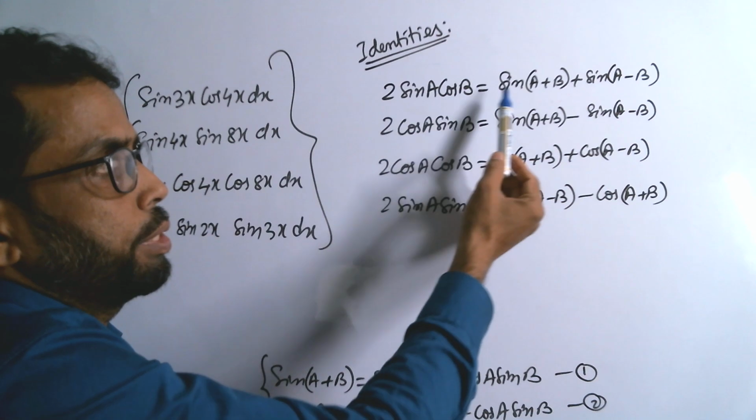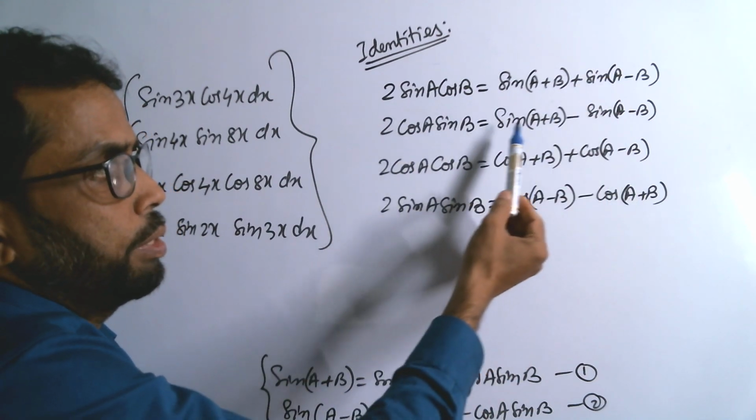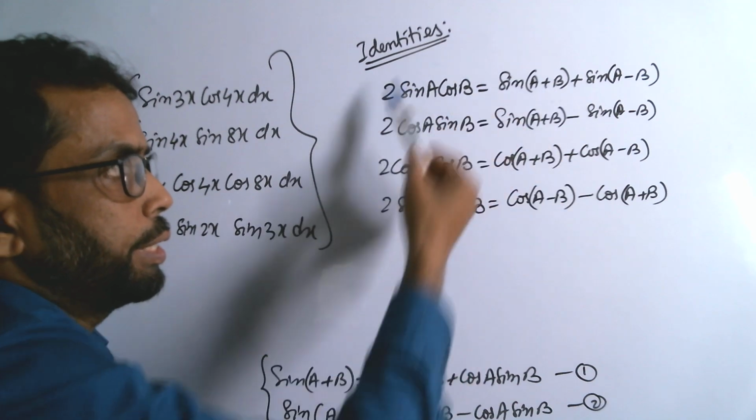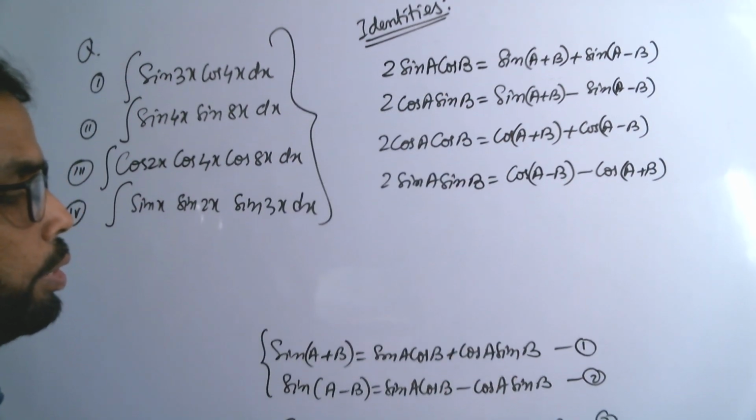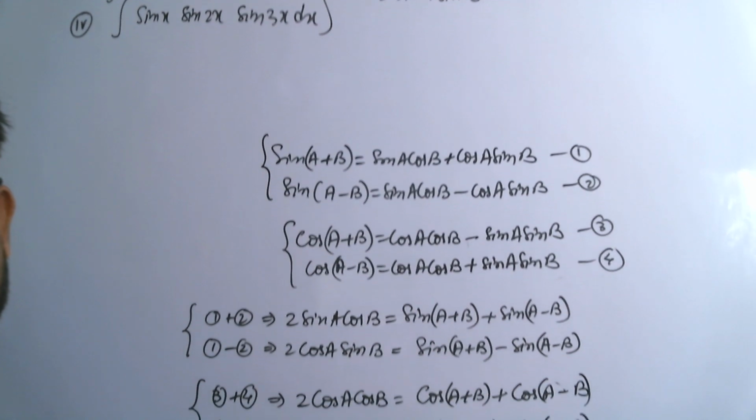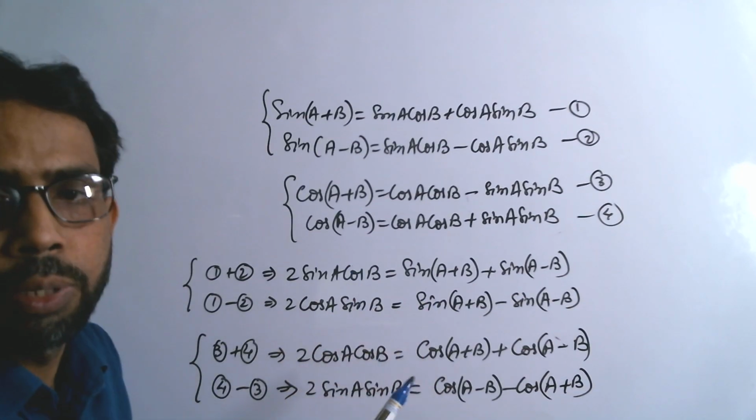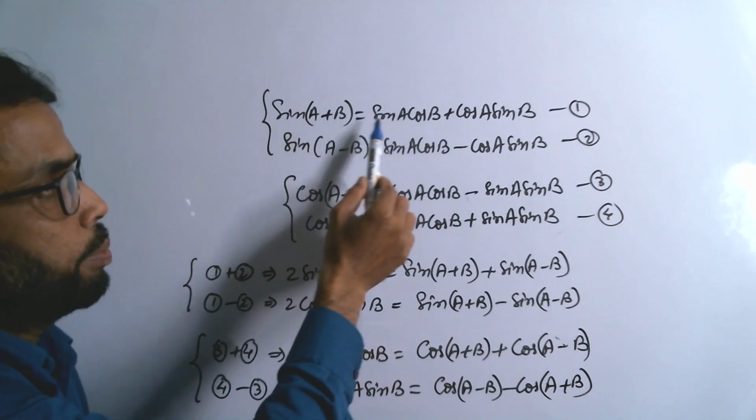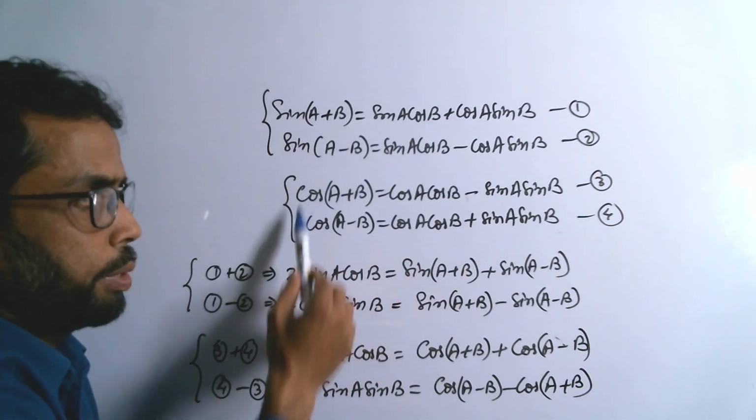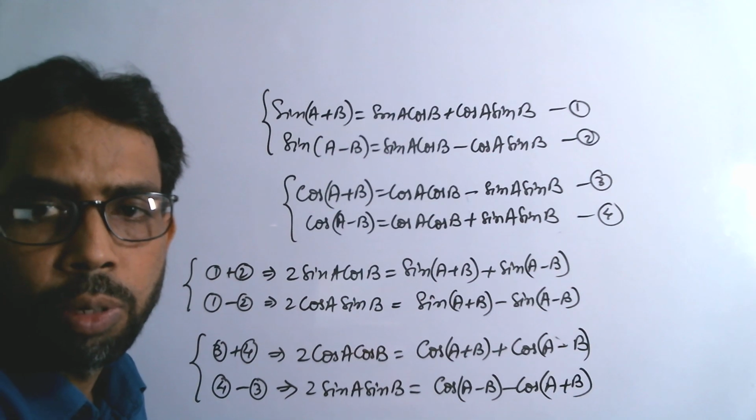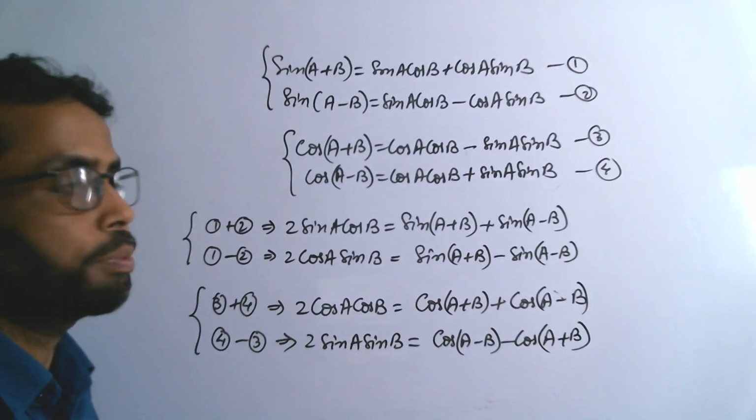These are the identities we have to use: 2 sine a cos b is sine (a plus b) plus sine (a minus b), 2 cos a sine b is sine (a plus b) minus sine (a minus b). These identities come from the very basic trigonometric formulas, the compound angle formulas: sine of (a plus b) is sine a cos b plus cos a sine b, sine (a minus b), cos (a plus b), cos (a minus b). These are the most basic compound angle formulas in trigonometry.